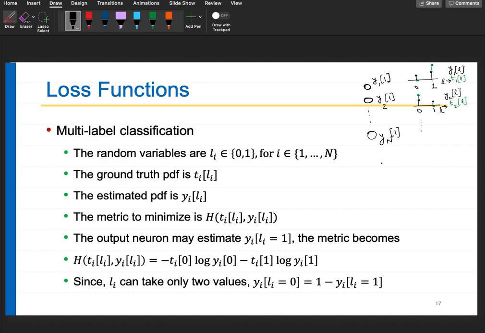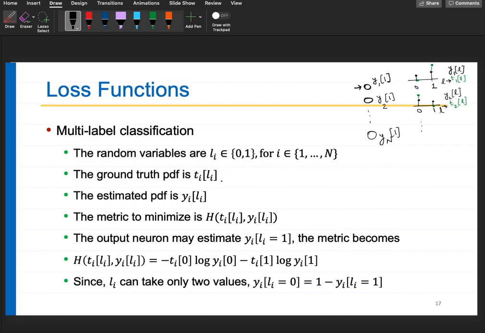Because I know that at a time several values can be 1, several labels can be true. So I cannot interpret them as a PDF. But I know each of these neurons has a binary interpretation, it is either 0 or 1. So I can consider that as a random variable. So I have n random variables, capital N random variables. Each random variable is a binary random variable. It can have value 0 or 1, right?